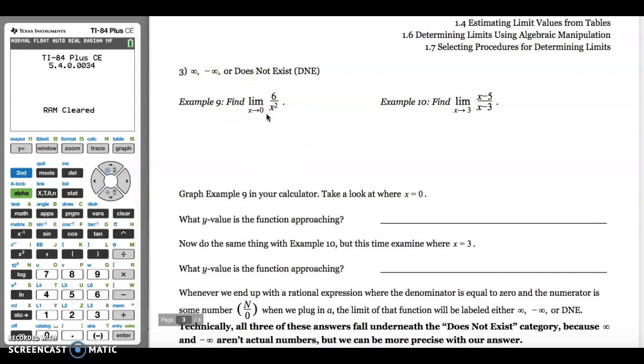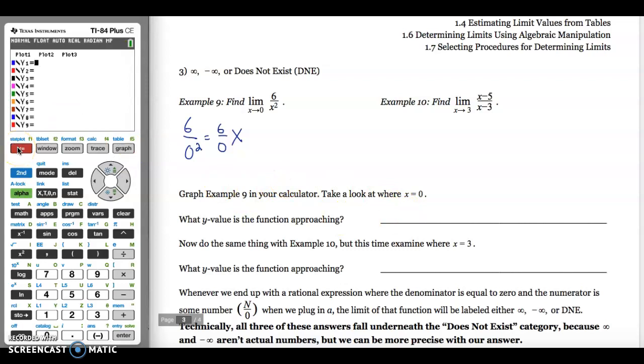In this problem, we have the limit of 6 over x squared as x approaches 0. The very first thing you always try, of course, is to plug in what x is approaching. So 6 divided by 0 squared is still 6 over 0, which is undefined. Then we try to move on to our next step, which would be factoring, and there's nothing to factor here. There's no GCF I could pull out of the top and the bottom. And so now we're kind of stuck. So let's go ahead and graph example 9 in our calculator and see if we can figure out what the limit is using our graph.